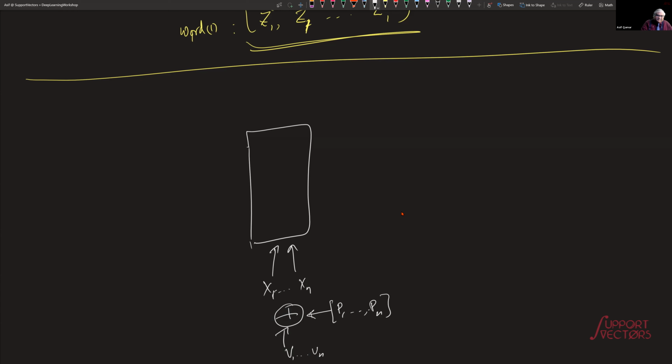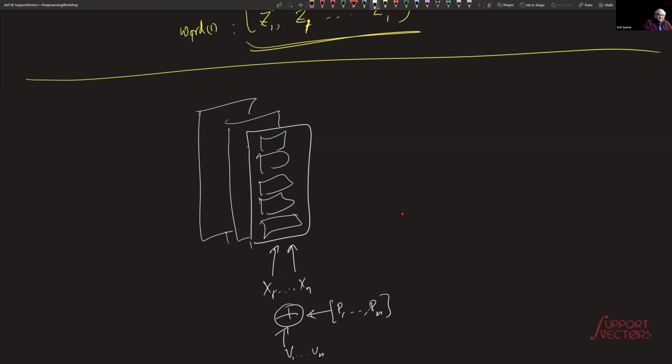Then this goes through your 6 layers. When it is going, you realize that there are multi heads. There are 8 of these heads, all getting the same input. At the end of it, you concatenate all of it to produce Z1 to Zn.